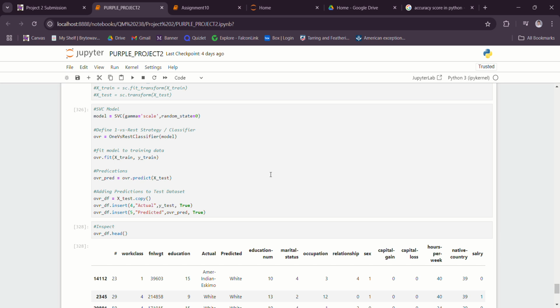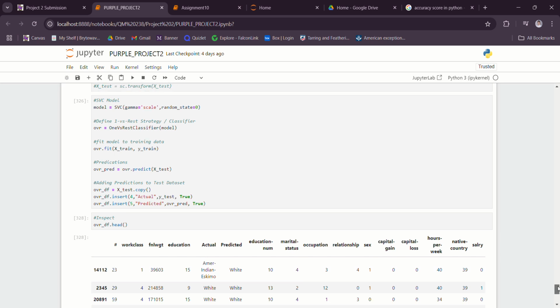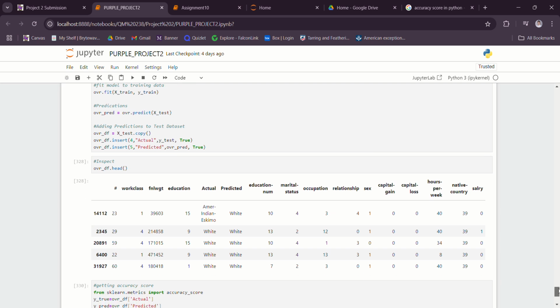I then added my predictions to the test data set. I did the dot copy function, and then I used the dot insert function to insert a row of actual values, then the predicted values into my data. Then I inspected the data. Basically, I just pulled the head up.